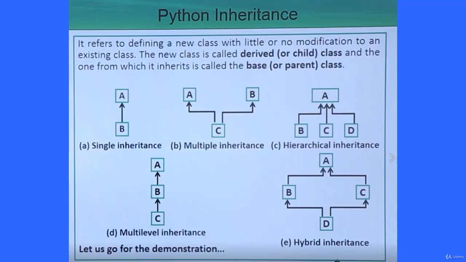We have multiple different types of inheritance. How many types of inheritance are there? Five types. What is the first one? There is single inheritance, which means one base class and one derived class. So that is known as single inheritance.